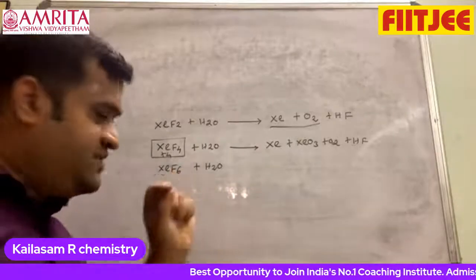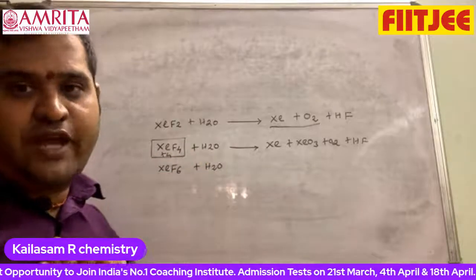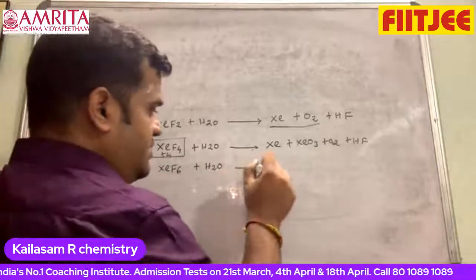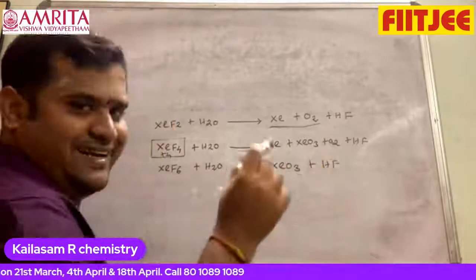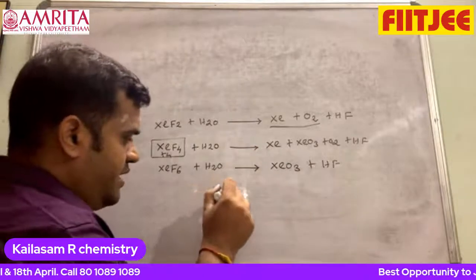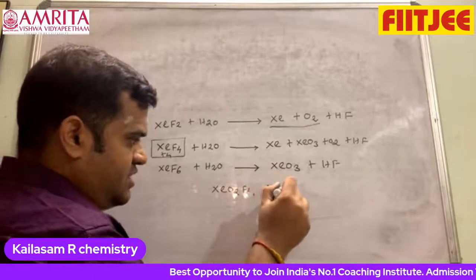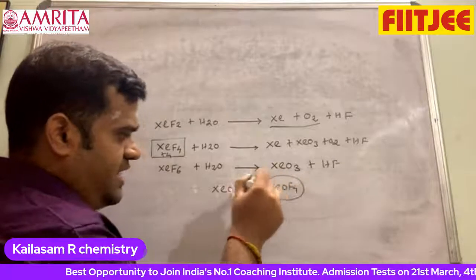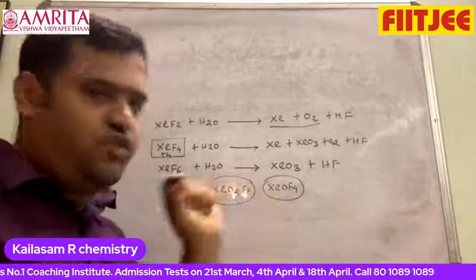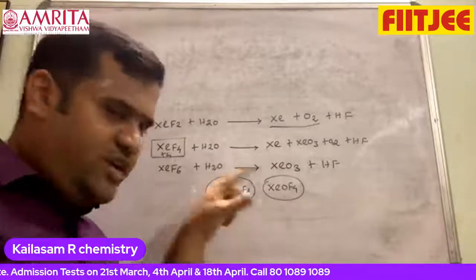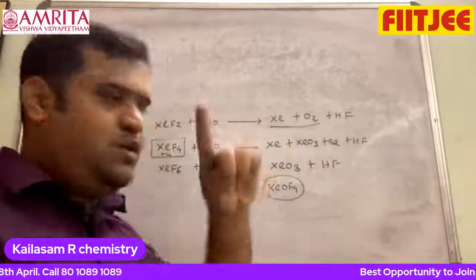Now come to the point of XeF6. It reacts with water, but not as a redox reaction. That means you are going to get XeO3 plus HF. But here you may get intermediate compounds. You may get XeO2F2 and you may get XeOF4. These two are partial hydrolysis products. In partial hydrolysis, first you may get XeOF4, another time XeO2F2. Further you may get XeO3. That means complete hydrolysis gives XeO3.